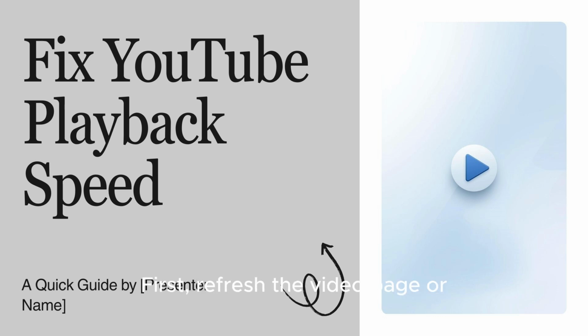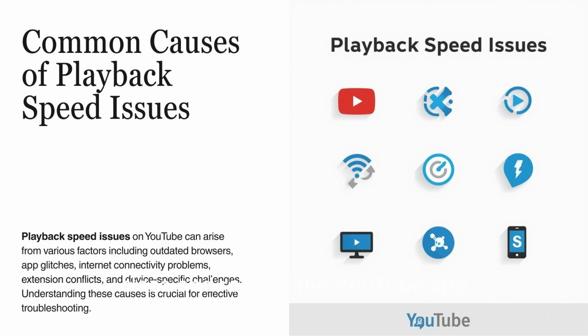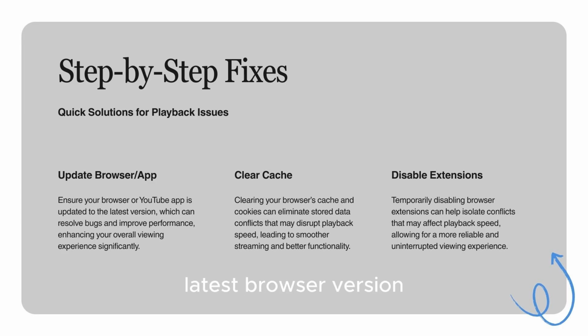First, refresh the video page or close and reopen the YouTube app. Check your internet connection. A slow connection can disrupt speed controls. Update the YouTube app from your app store or use the latest browser version. If you're on a browser, clear your cache and cookies. For the mobile app, try clearing the app cache.